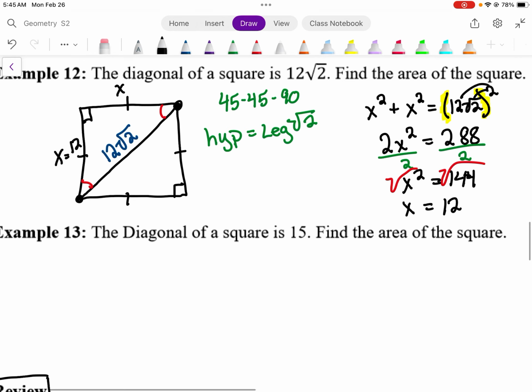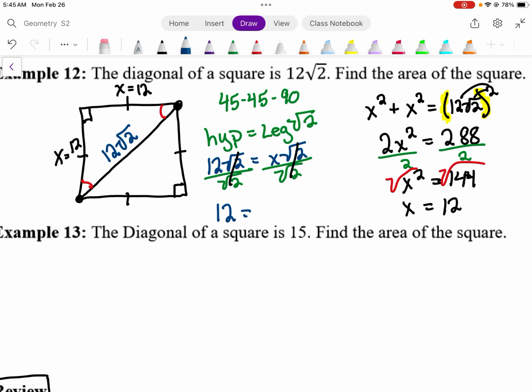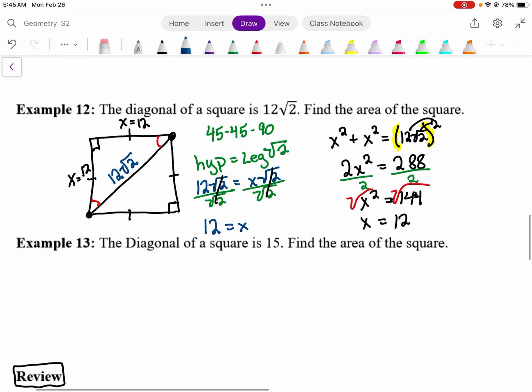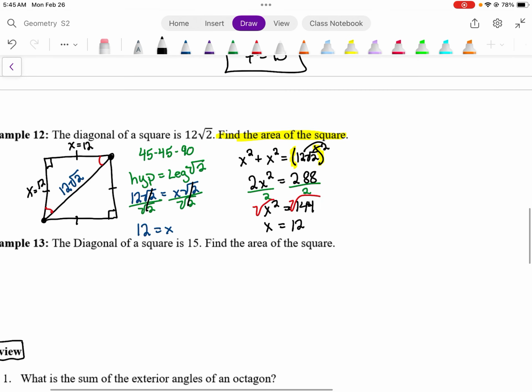So each side is going to be 12, which we would have also got from our special right triangles, if you remember that, because we would just divide both sides by the square root of 2. And that gives us 12 is the leg. So two different ways you can do it, special right triangles or Pythagorean theorem. For this one, they wanted us to then find the area of the square. So area is just that side length squared, and in this case, that would be 144.